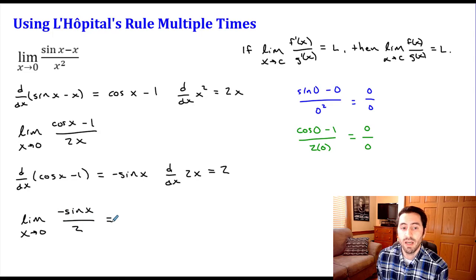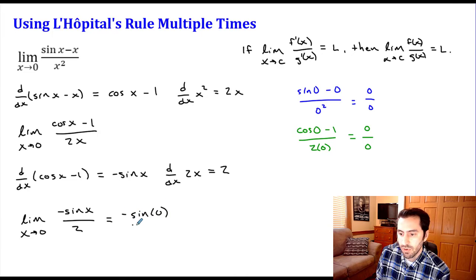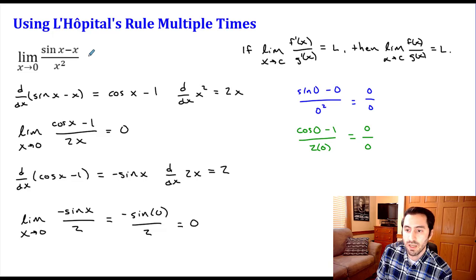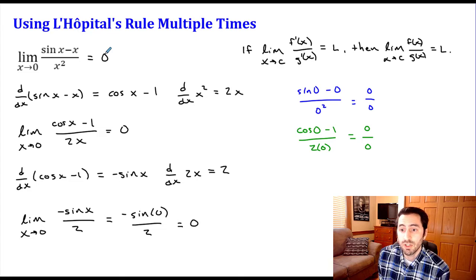And now we have something that is not an indeterminate form, and we can actually evaluate this. So if we plug in 0, we have the negative sine of 0 all over 2. As we discussed earlier, the sine of 0 is equal to 0. And 0 divided by 2, so our limit is just equal to 0. If this limit is equal to 0, our middle step here, that limit is also equal to 0, which means that our original limit as x approaches 0, this function is approaching 0 as well.